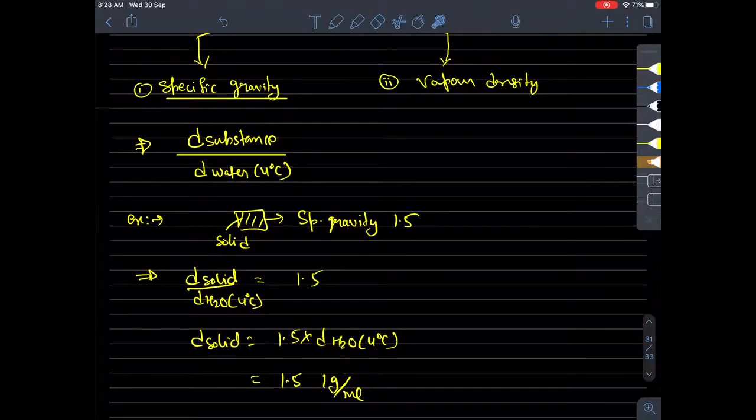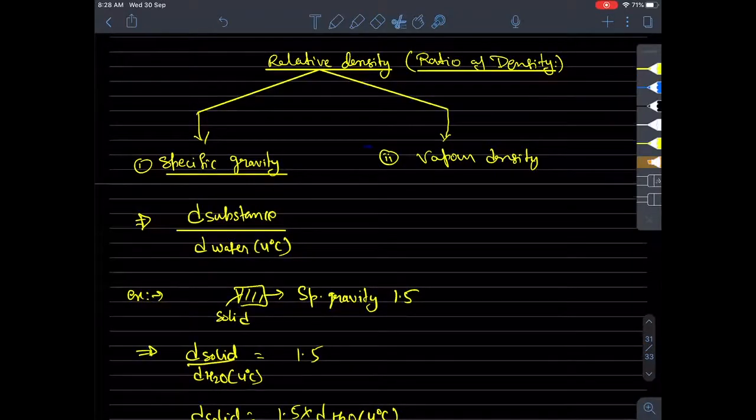Now, when it comes to vapor density, guys, vapor density is a ratio.